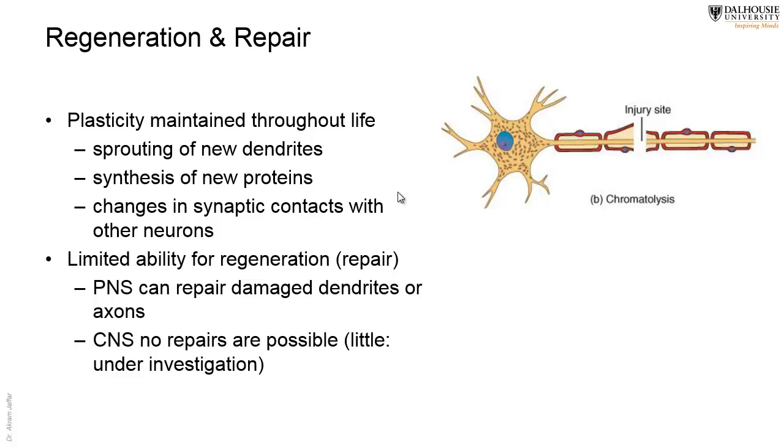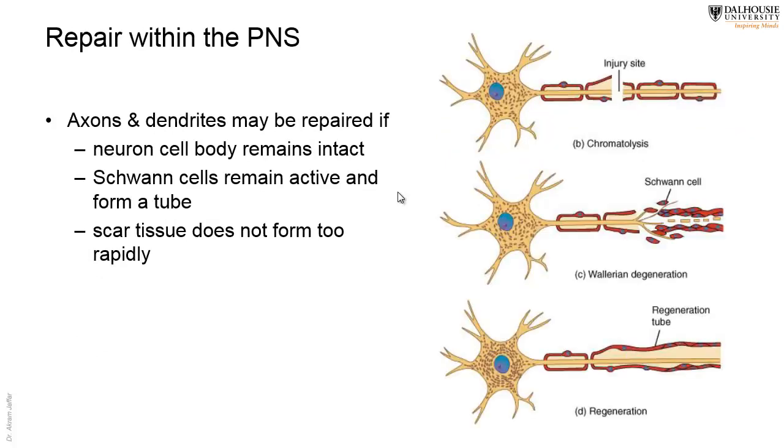But there is limited ability to regenerate, and as I mentioned, that regeneration or repair is for the damaged dendrites or axons in the peripheral nervous system, but not in the central nervous system. It is still under investigation. Now there are many experiments about repair in the central nervous system, but it is still under investigation. So it is very little and still under investigation. We can say that repair is not officially possible in the central nervous system, but it is possible in the peripheral nervous system.